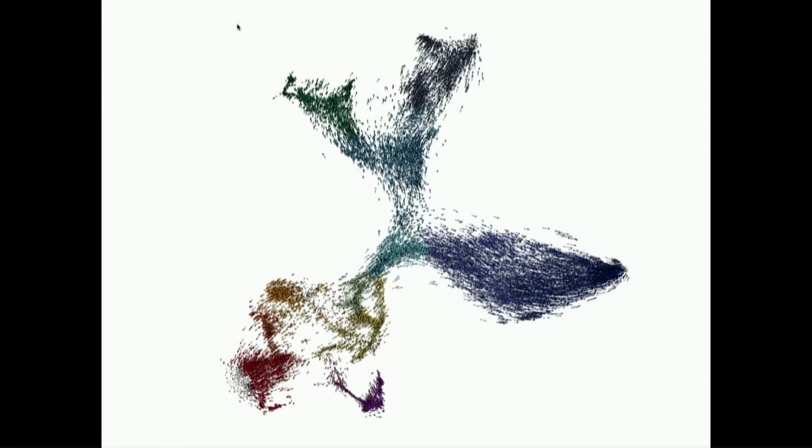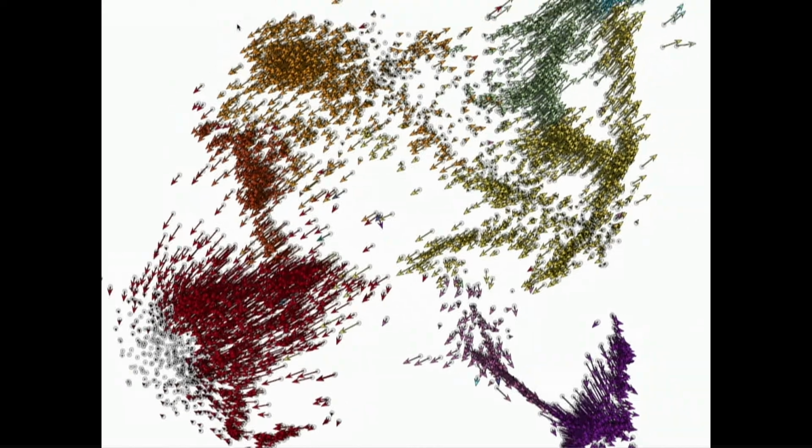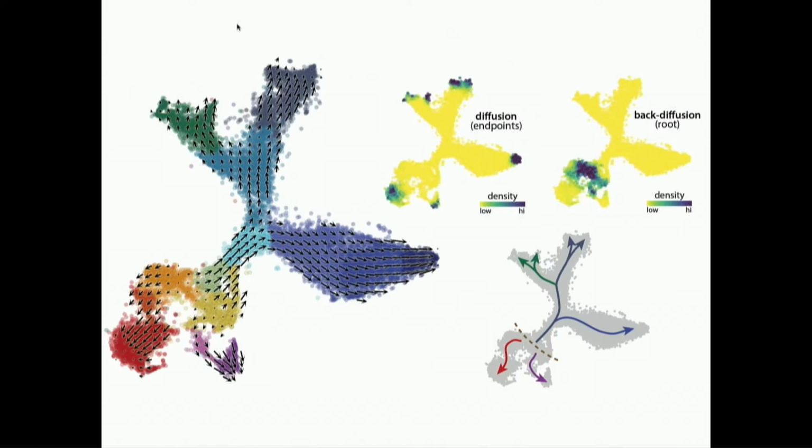Whereas if they decide to go right here, they go up here, and then they make a choice and either become granular cells or different types of pyramidal cells. So you can sort of follow differentiation as it happens by following the arrows here in this manifold. And here is a choice between different types of pyramidal cells in the hippocampus. And summarizing this, you can really see a velocity field of how the cells move along this manifold.